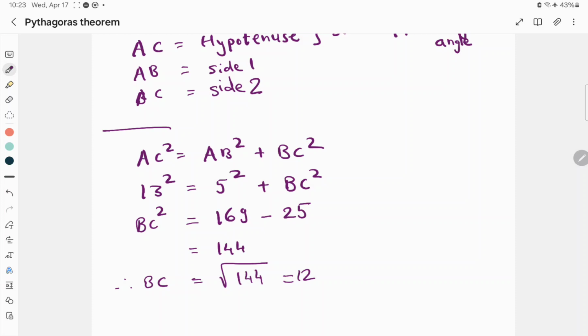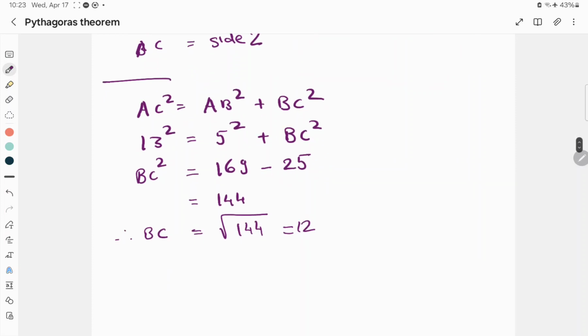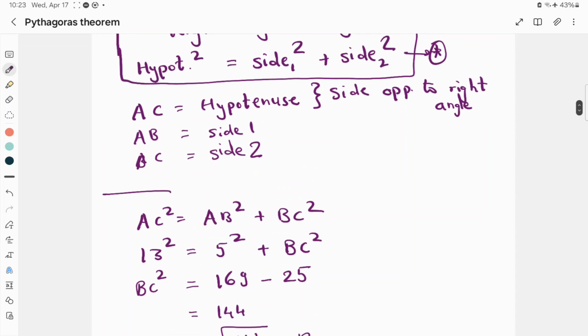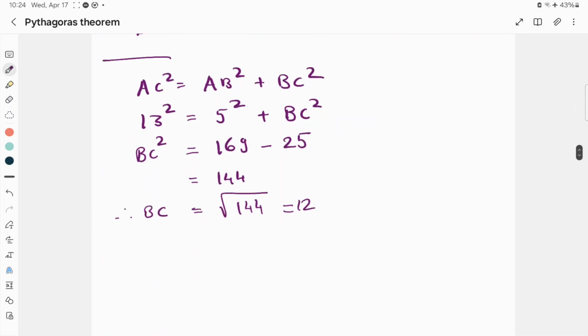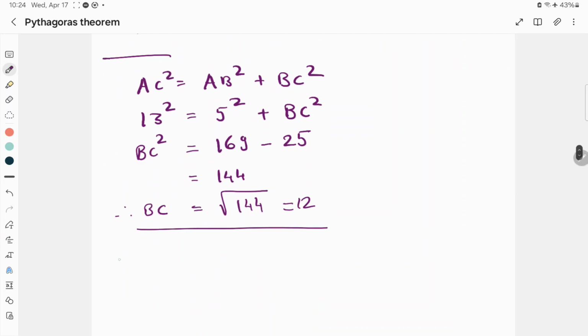The numbers are carefully chosen so that you get integer answers here. But in real life, if the numbers are not integers, it doesn't matter. You will get a number that is non-integer, maybe something with digits after the decimal point, but it doesn't matter. The theorem is still correct, regardless of whether you get integer numbers or not. So we get finally BC is equal to 12.